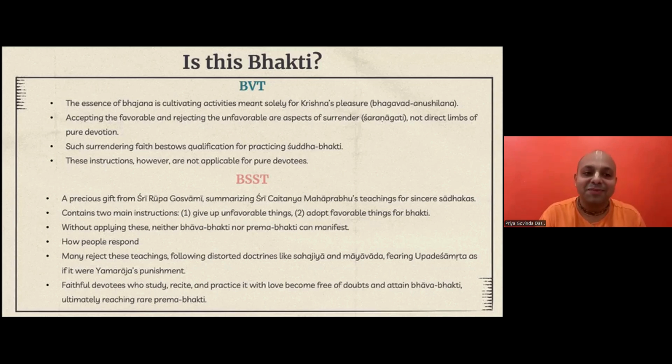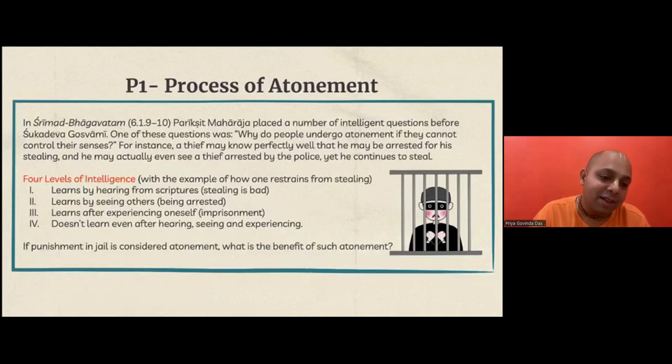faithful devotees, like all of you, they will actually study, not only study, recite, not only recite, but practice these instructions with love. Becoming free from doubts that these instructions are actually limbs of bhakti, they will achieve bhava and ultimately prema bhakti. So in one sense, Bhaktisiddhanta Thakur is telling that those who are faithful will love to follow these instructions. So now let us enter into the purport by Srila Prabhupada and see what Prabhupada talks about in his purport.